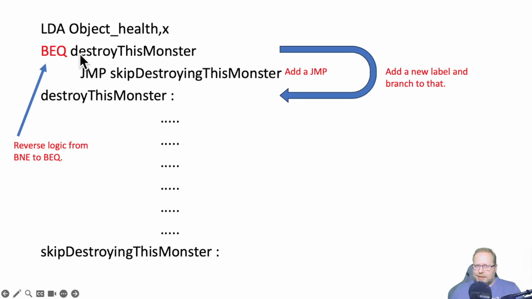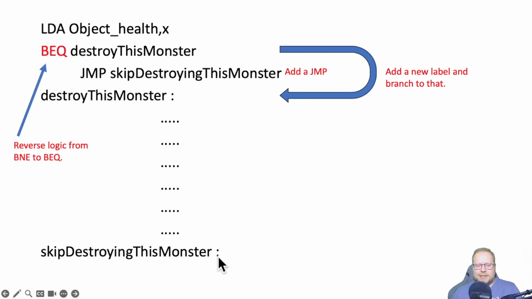But in order to handle the case where the monster still has health, here it's branch if equal comparing to 0, so I'm saying if the monster health is 0, then go here to destroy it. But if it's not 0, then I just continue on here, and here it says jump, skip destroying this monster. So now I can jump down here, and as you know, we can jump as far as we want. There's no limitation for jumping. So add a jump here, reverse this logic, create a new label, and I squeeze a jump in there.